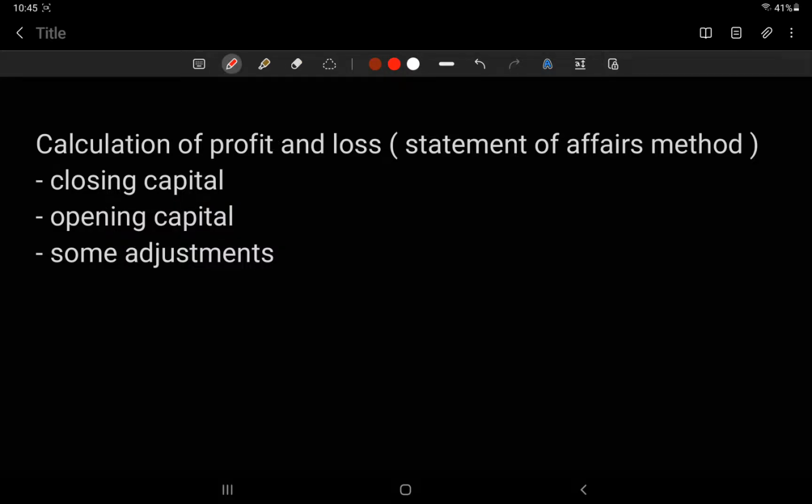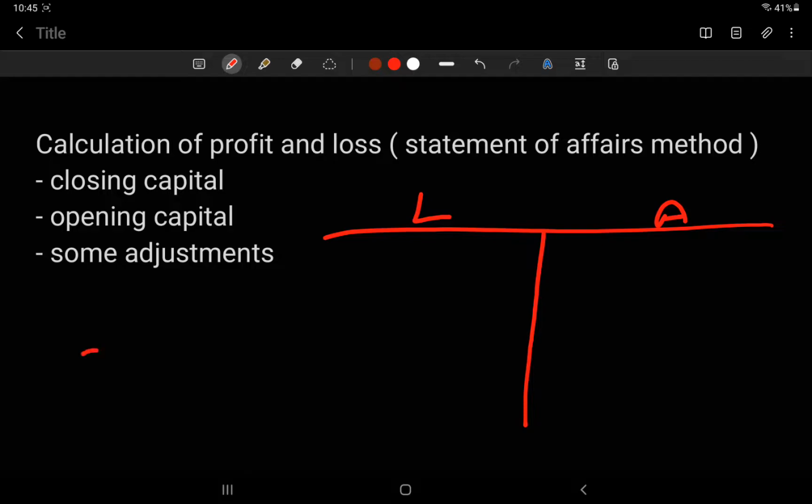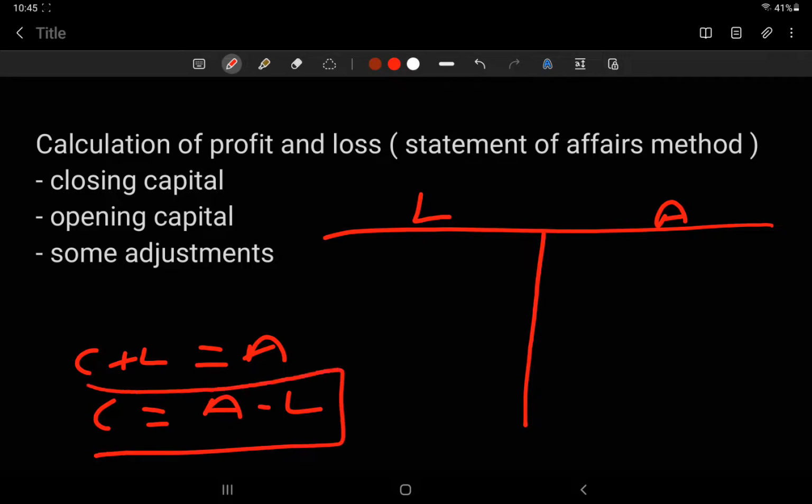So what does the statement of affairs look like? It looks the same as a balance sheet. There will be liabilities on the left side and assets on the right side. We know that capital plus liability will be equal to assets, right? So we can conclude that assets minus liabilities will give the capital amount.